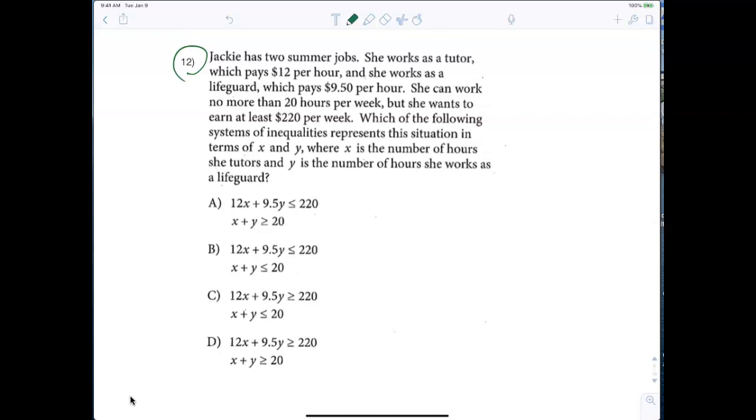All right, Brady, read it to us real quick. Jackie has 2 summer jobs. She works as a tutor, which pays $12 per hour, and she works as a lifeguard, which pays $9.50 per hour. She can work no more than 20 hours per week, but she wants to earn at least $220 per week. Which of the following systems of inequalities represents the situation in terms of x and y, where x is the number of hours she tutors, and y is the number of hours she works as a lifeguard?